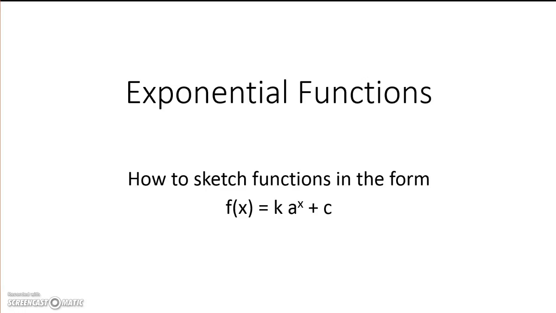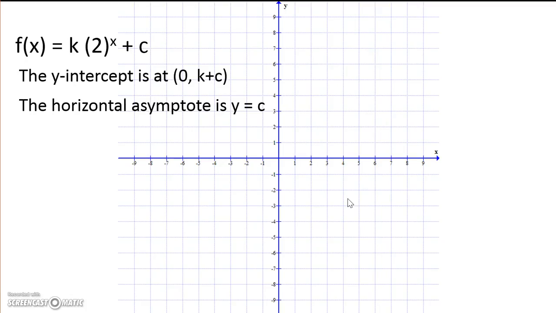Alright, hi, here's a quick video to understand how to sketch exponential functions in the simple form f(x) = k a^x + c. So x is our variable and it's in the exponent, that's why they call it exponential functions. a is the base, k is a constant multiplier, and c is a constant shift up or down. Okay, here are the things you've got to remember.